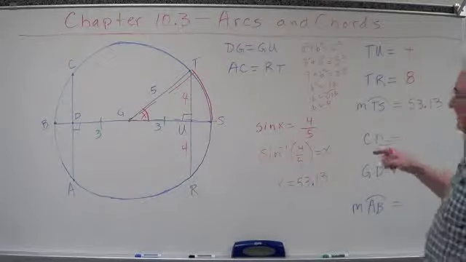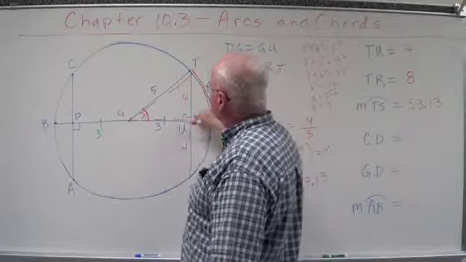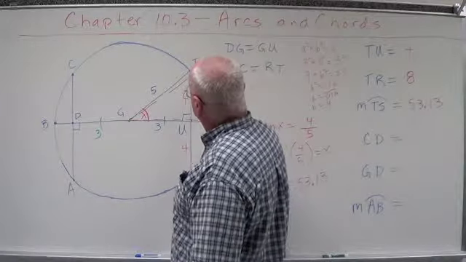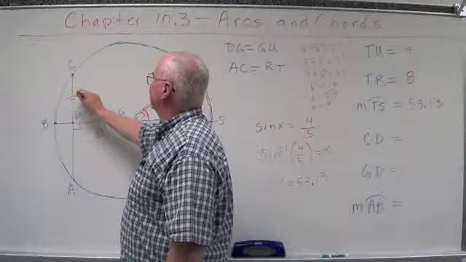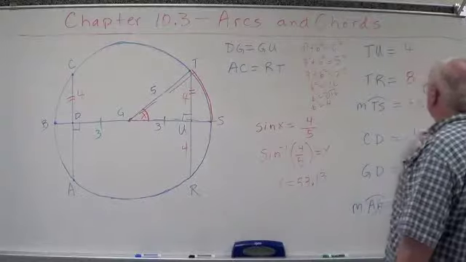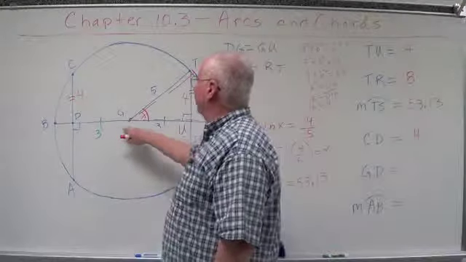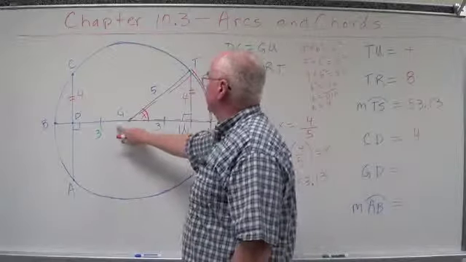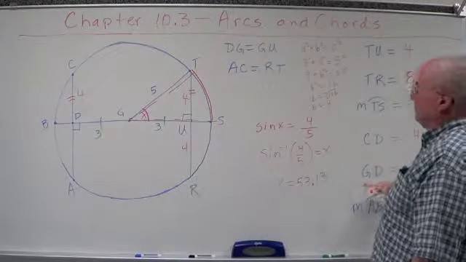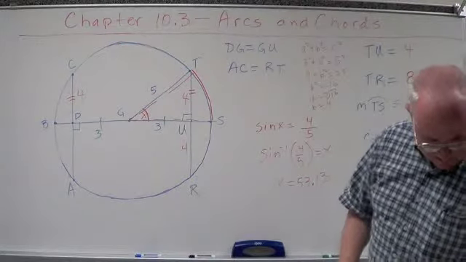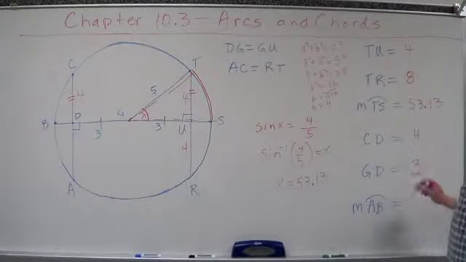Well, what's CD? If these are the same distance, then these are going to be congruent. So these have to be congruent, right? That means this is 4. So CD is going to be 4. Well, what's GD? We're told that they're equal to each other, so DG, we're told what that is, aren't we? Let's make sure. GD is 3.